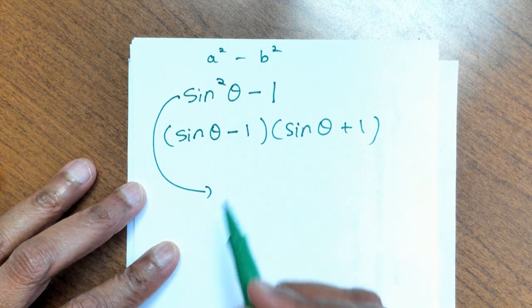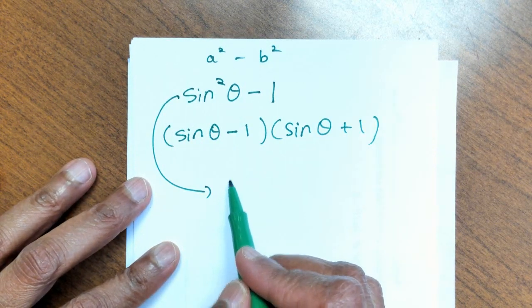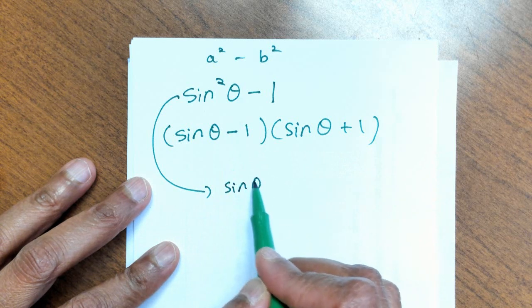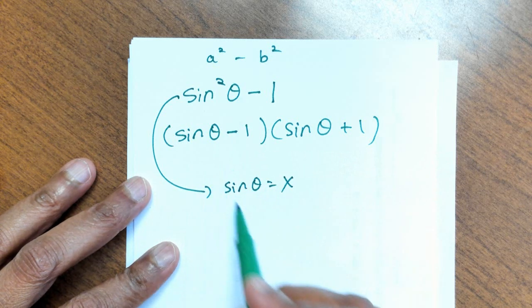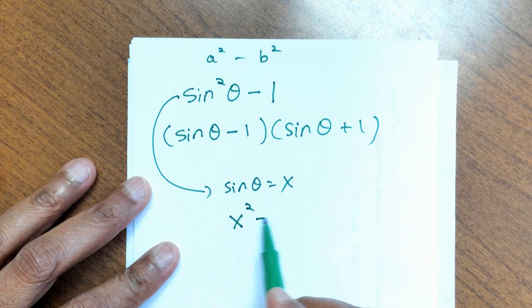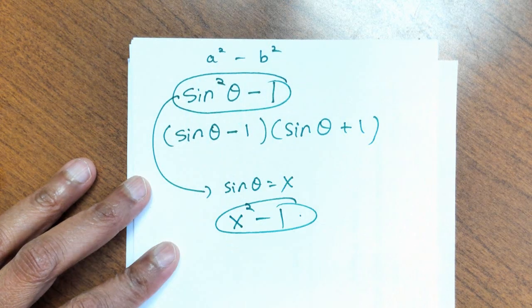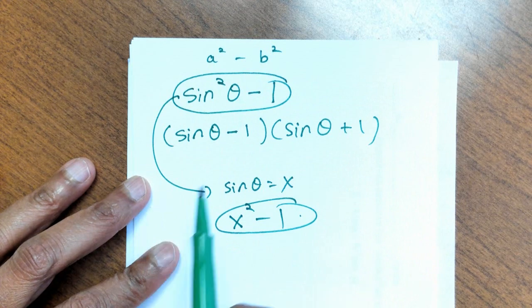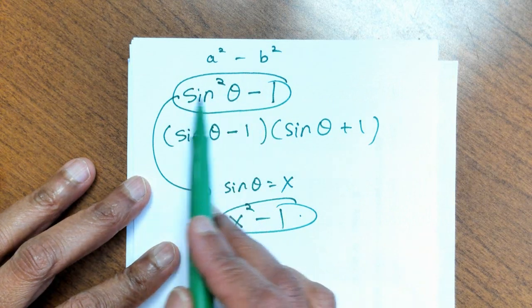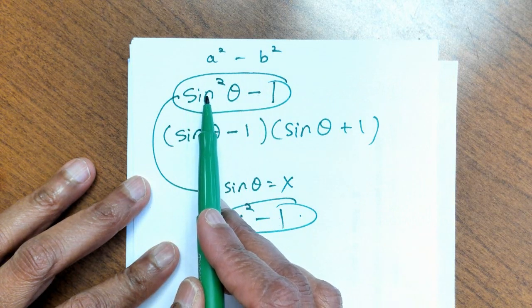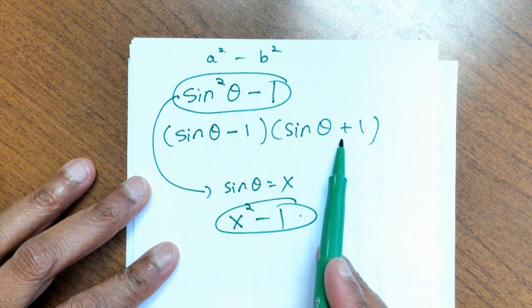Okay. I think my question is, is everybody comfortable with this, or do some of us need to substitute? Are we more comfortable if we substitute? If I say sine theta equals x, what am I factoring? x squared minus 1. Is it easier to factor this, or are we all comfortable factoring just this? Are we able to recognize that we can factor this because it's a perfect square difference, sine theta minus 1, sine theta plus 1?